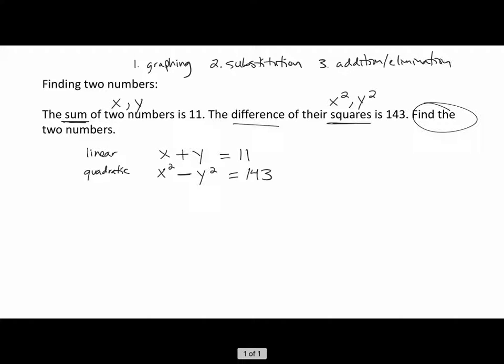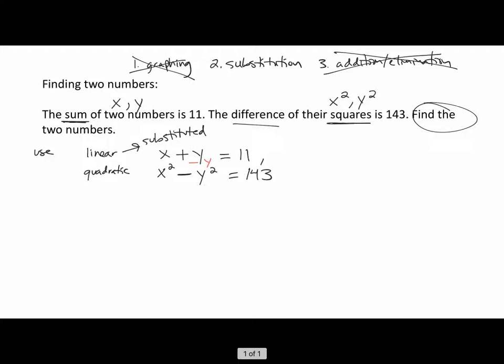Okay, so the addition elimination does not work unless both equations are linear. So we can either graph this, which is imprecise and hard to guess, or we'll use substitution. So we'll use the substitution method, and you want to use the linear for the substituted expression. So let me solve for one of these variables in the linear equation. Let's say I want to solve for x.